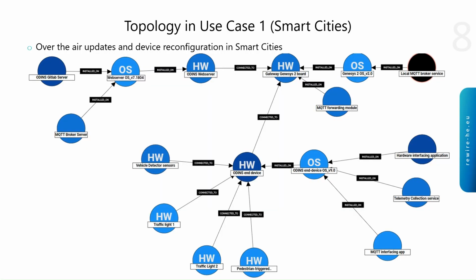Parallel to this risk assessment analysis performed for use case 2, we have conducted a similar approach for the remaining REWIRE use cases. Concerning the first use case, smart cities, we have instantiated an asset topology where a specific web server is connected through a gateway board to the end devices, where various traffic light sensors and pedestrian triggered switches are connected in a specific end device on top of which a set of applications is running.